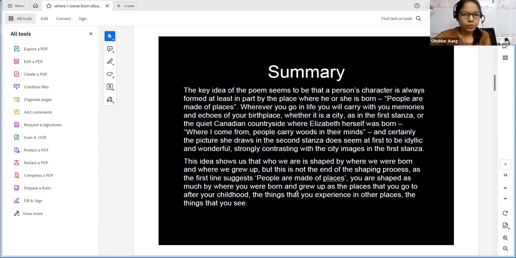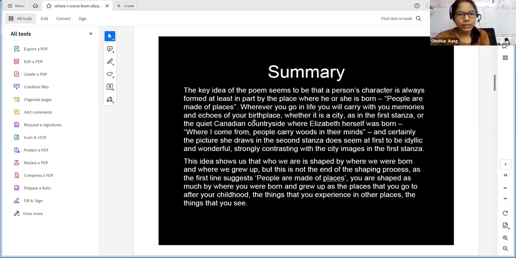So the rest of you have already read the poem silently. I let her read because she hasn't read it yet. So let's see the main idea, the summary first. The key idea of the poem seems to be that a person's character is always formed, at least in part, by the place where he or she is born. People are made of places.